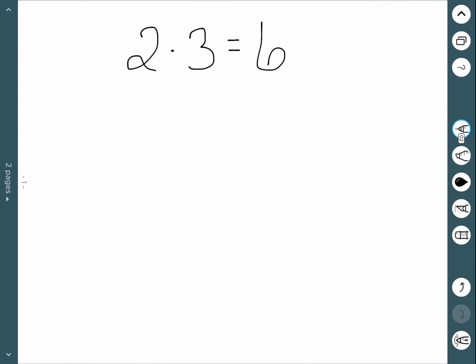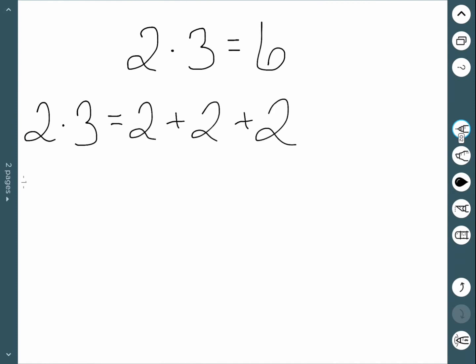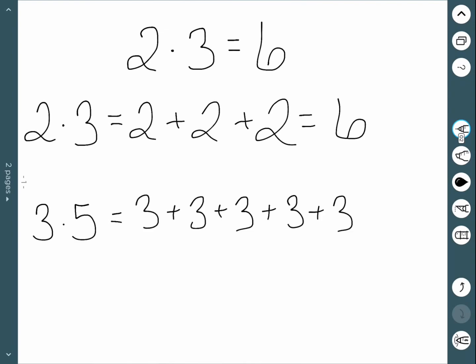Our 2 times 3 problem can be rewritten. It's essentially saying add 2 to itself 3 times. So we have 2 plus 2 plus 2, which we know is equal to 6. What about something like 3 times 5? This is essentially saying add 3 together 5 times. So we have 3 plus 3, which is 6, plus 3 is 9, plus 3 is 12, plus 3 is 15, which we do know is 3 times 5. So this is just a shorthand for repeated addition.